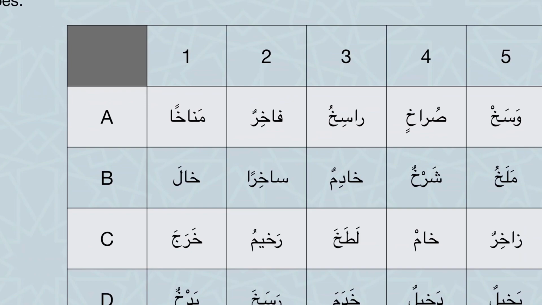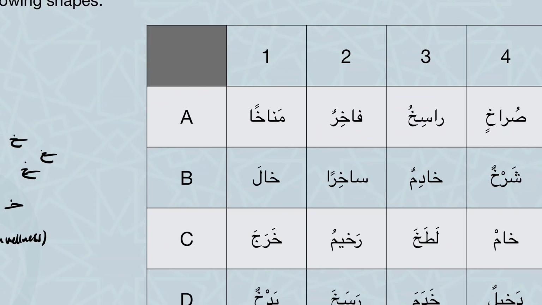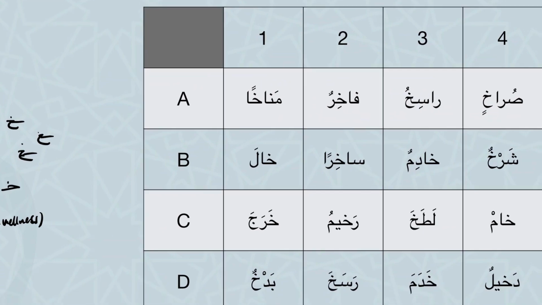Anyone wants to take row B? It doesn't look like it, so I'll take it. So, the kha. Oh, okay, Asma. Okay, Asma, please, if you may, row B.